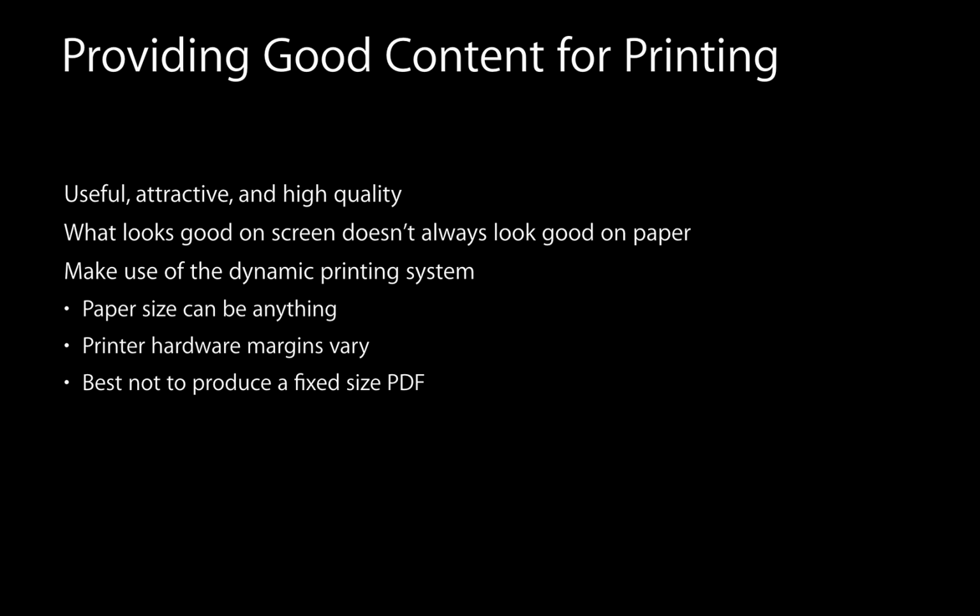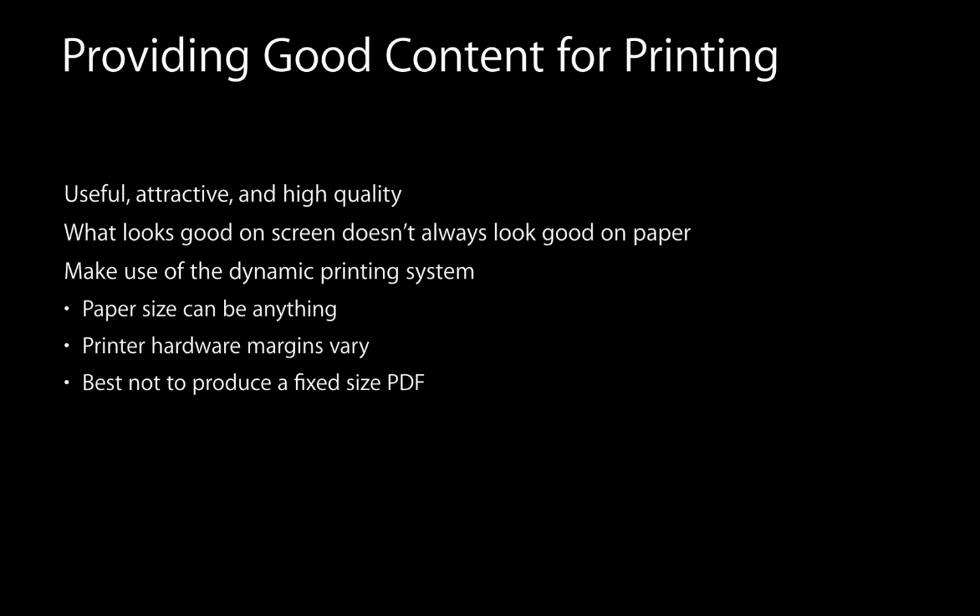We also want you to make use of the dynamic printing system. So paper size can be anything, and we actually talk to the AirPrint printer. We figure out what size papers are available. Some printers actually have paper-size sensors that can tell what paper is in it, or the user can enter on the front panel what paper is loaded. And so the printing system was designed to be dynamic. It sends that all the way up to your app. If your app is dynamic about its content, laying it out, then you get the full benefit of that.